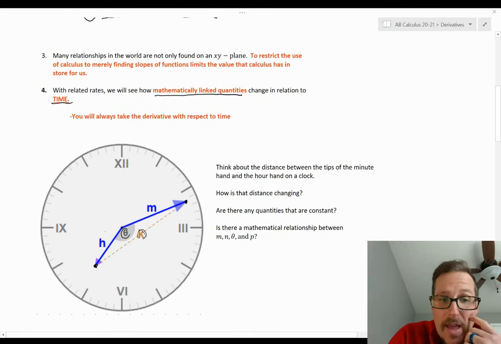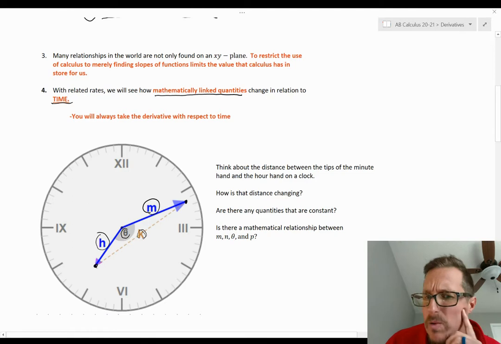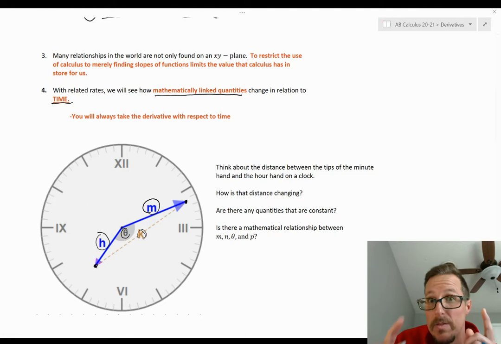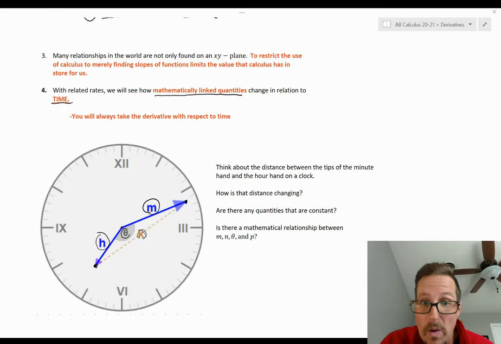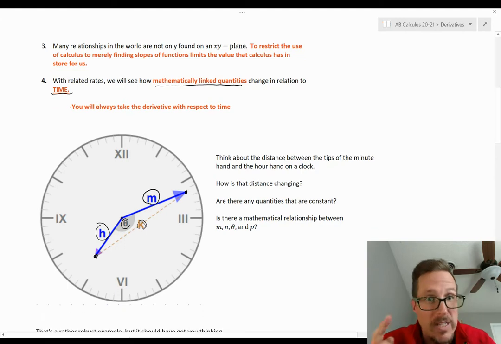Okay, are there any quantities here that are constant? Well, the hour hand length is staying constant. The minute hand length is staying constant. What's changing then? The angle between them, the distance between the tips, those are changing. Is there some mathematical relationship that you can write, some equation, some formula that links together the length of h and the length of m and the distance k and the measure of angle theta? Whew, man, that one's going to be serious. But I bring this one up not only to talk about time, but also in something as simple as a clock.